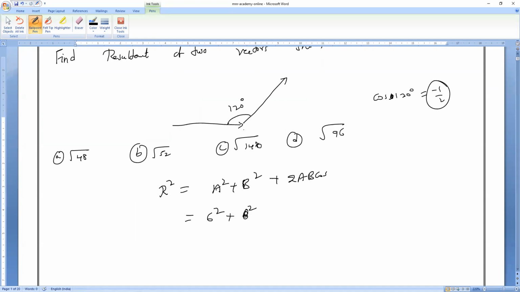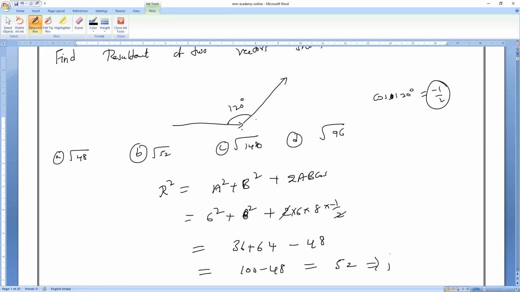Head to head. Here see, head and tail is there. But when we have to apply this one? All of you respond. Tail to tail. So if I solve by the normal method, I'll get 36 plus 64 minus 48, which is 100 minus 48, which is equal to 52, so root of 52. So of course I'll get root of 52. But is it the correct answer? All of you? No, sir.